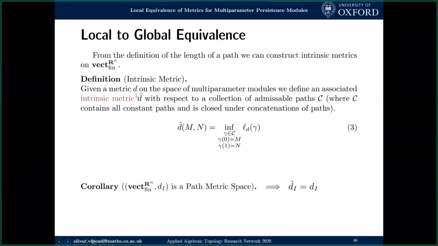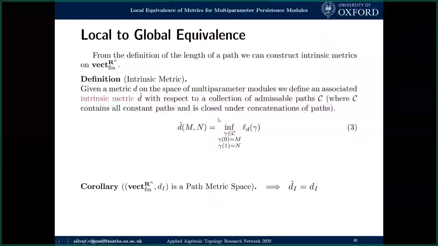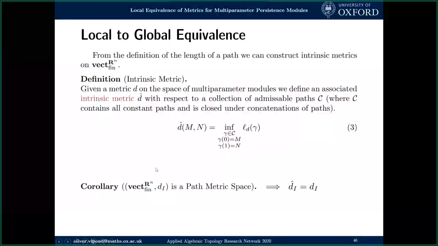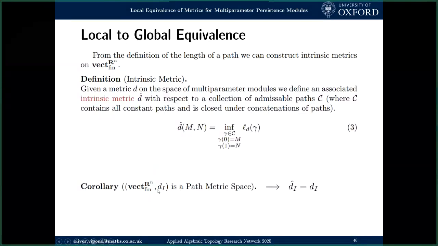So if you're given a metric on the space of multi-parameter modules, and then you look at it integrated over all paths, or the shortest path, then the resulting distance is known as an intrinsic metric because you have paths which realize that distance between the modules. And so saying that the multiparameter modules equipped with the interleaving distance is a path metric space is just saying that this intrinsic metric is the same as the original metric.